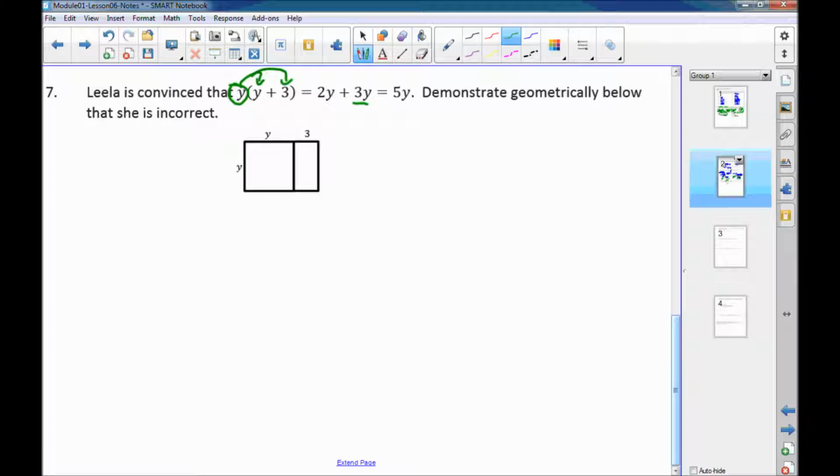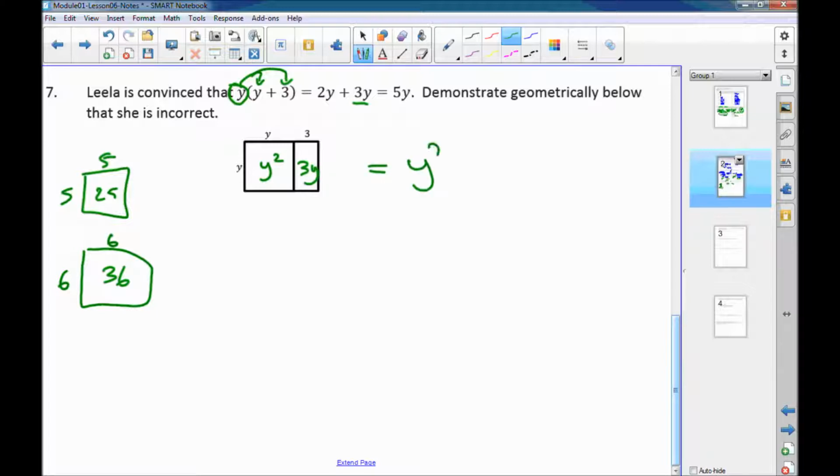Geometrically, it's easier to see this. Y times y is not 2y's. This is y squared. So think of it as a square, same area, so same sides on each one. So if this was a square like this, 5 by 5, the area would be 25, not 2 times 5. Or if it was a square that was 6 by 6, its area would be 36, not 2 times 6. So this is where she made her mistake, is saying that y times y was 2y. It's really y squared. And then y times 3 is 3y. So our final answer here should have been for Leela, y squared plus 3y.